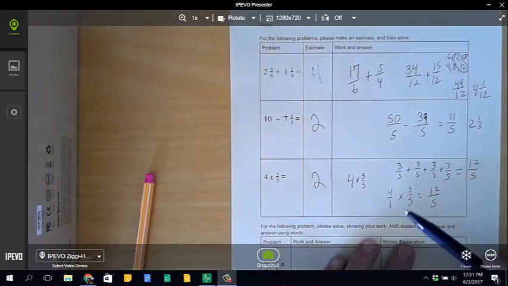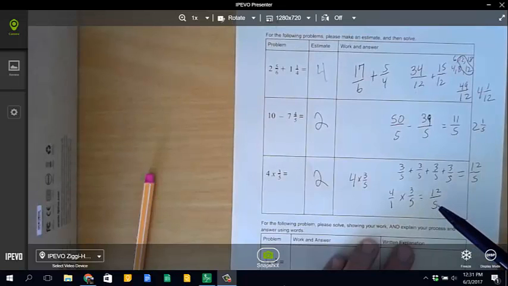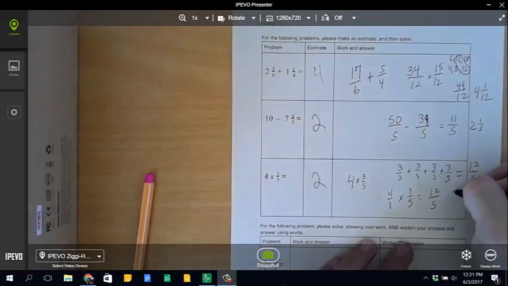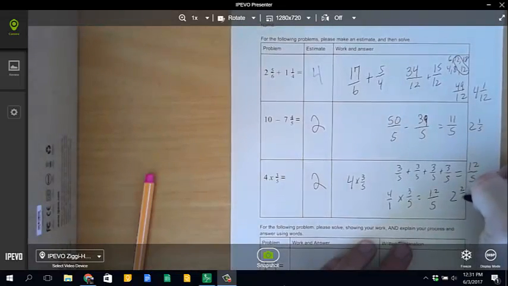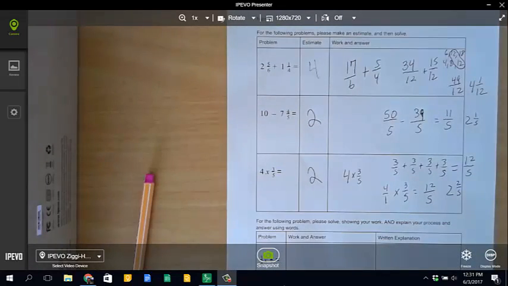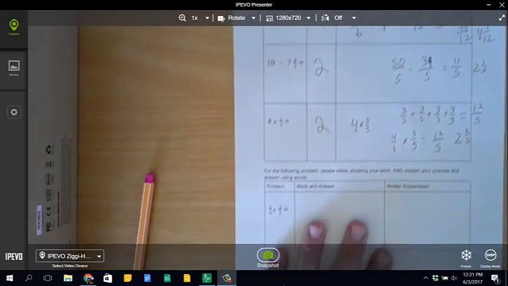So I have 12 fifths. Again, if I want to change it into a mixed number, I can. 5 fifths is 1. 10 fifths is 2. So I'm going to be taking 2 out of here, and I have 2 fifths left over, which again is about 2. I thought 2.5, very close to 2.5. Okay, so those are the first 3.